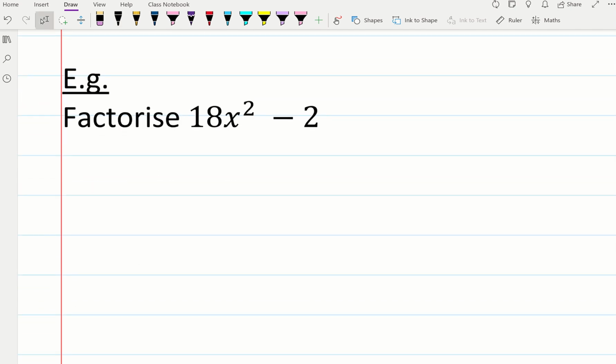Now finally, not all quadratics simplify or factorize into double brackets. Sometimes they factorize into a single bracket. And even though this is a minus, this is not a square number and neither is 2. But there is a common factor. They both divide by 2. So when you factorize, the number that you're dividing by you put outside, then you open a bracket and you put 9x squared minus 1.